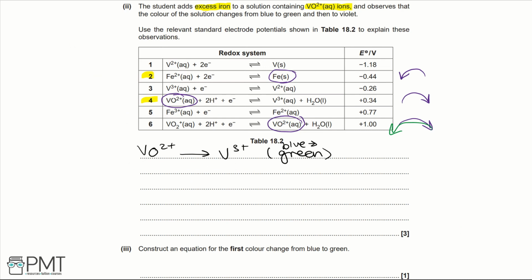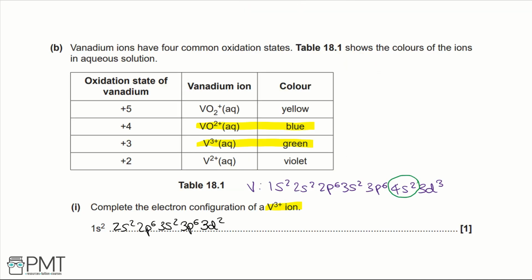Then if we look at the redox systems with V3+, we have redox system 4, and then we've got redox system 3 as well. In redox system 3, we've got V3+ going to V2+. This is our next change. We can write V3+ goes to V2+, and then we need to talk about the colour change. Looking at table 18.1, the colour change from V3+ to V2+ is a green to violet colour change.